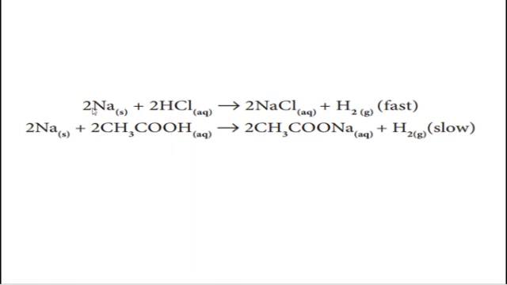See the second reaction: sodium plus hydrochloric acid forms sodium chloride and hydrogen gas. More hydrogen gas is liberated in a fraction of time, so this is a fast reaction. Sodium reacts with acetic acid to form sodium acetate and hydrogen gas. Less hydrogen gas is liberated, so this is a slow reaction. The reaction between sodium and hydrochloric acid is fast, and the reaction between sodium and acetic acid is very slow.